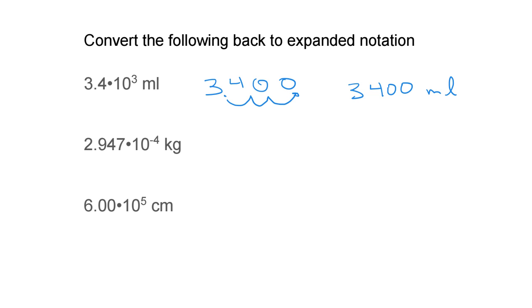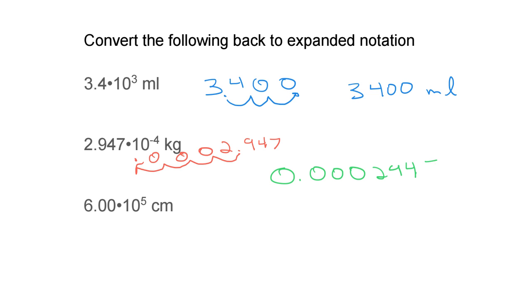Okay, let's try another one. So I've got the number 2.947. It's being multiplied by 10 to the -4th. With a negative there, we're going to move the decimal point to the left, and I'm going to move it 4 times. So 1, 2, 3, 4. And I skipped over some invisible zeros. There they are. Now let's write out the number again with the correct unit. 0.0002947 kilograms.